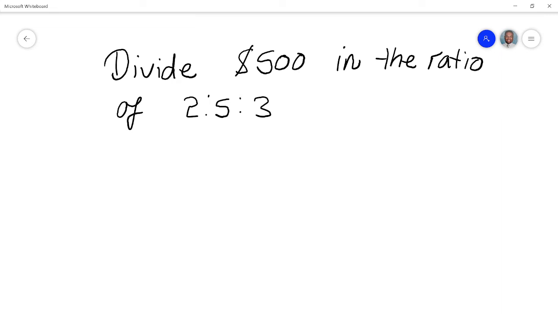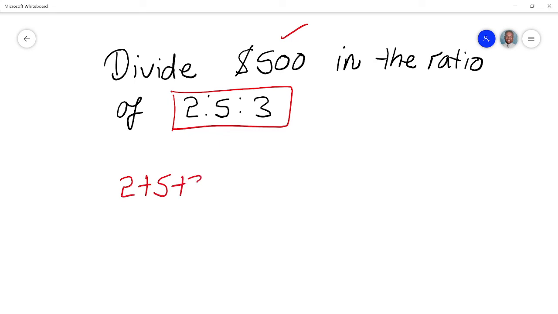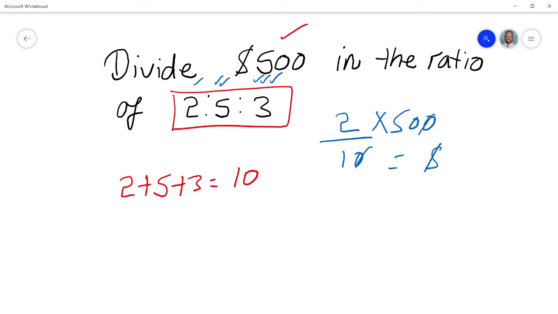Suppose you divide 500 in the ratio 2:5:3. All right, so what we need to do is add these ratios together. So 2 plus 5 plus 3, and that's going to be 10. So what I'm going to do is single tick for 2, double tick for 5, and a triple for 3. So we're going to look at 2's share. So that's going to be 2 divided by 10 times 500. All right, and that's going to be $100.